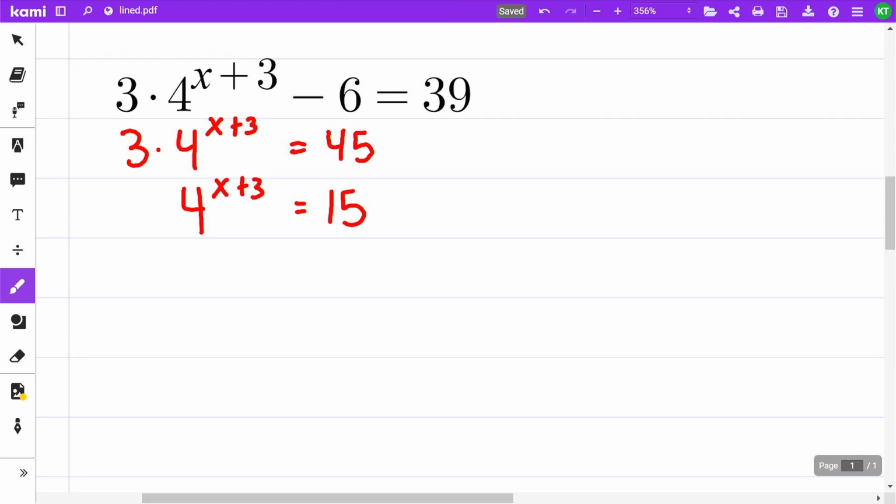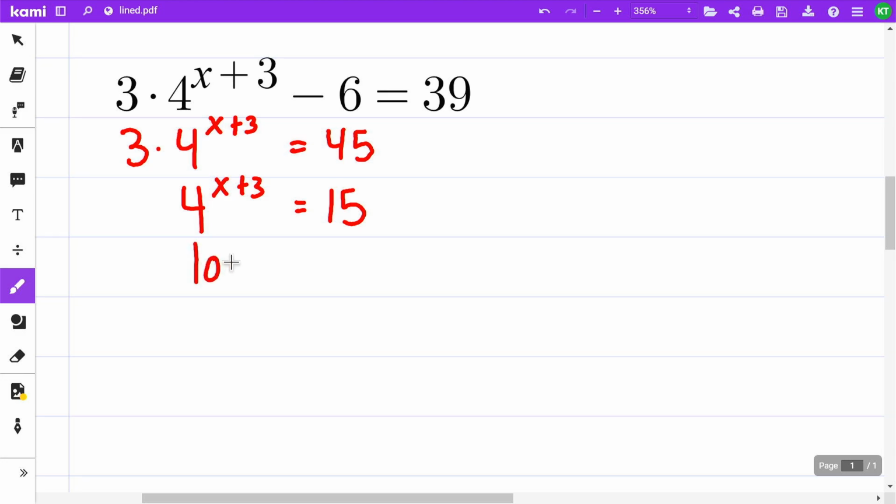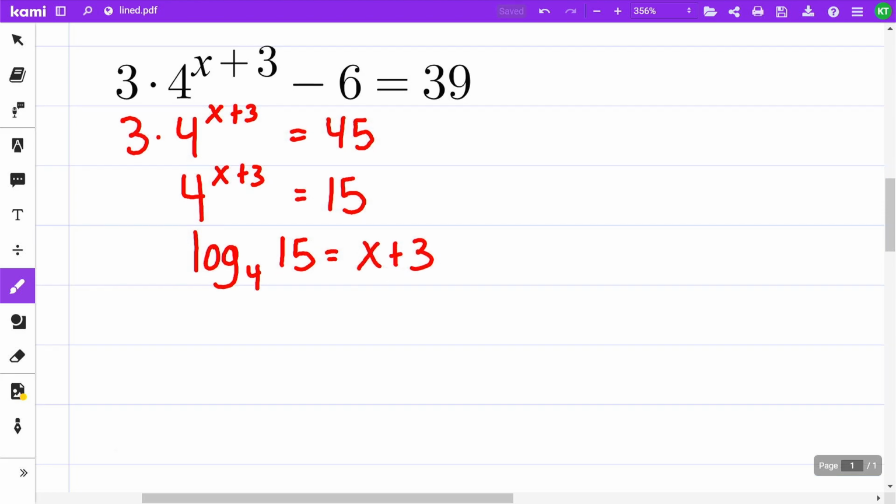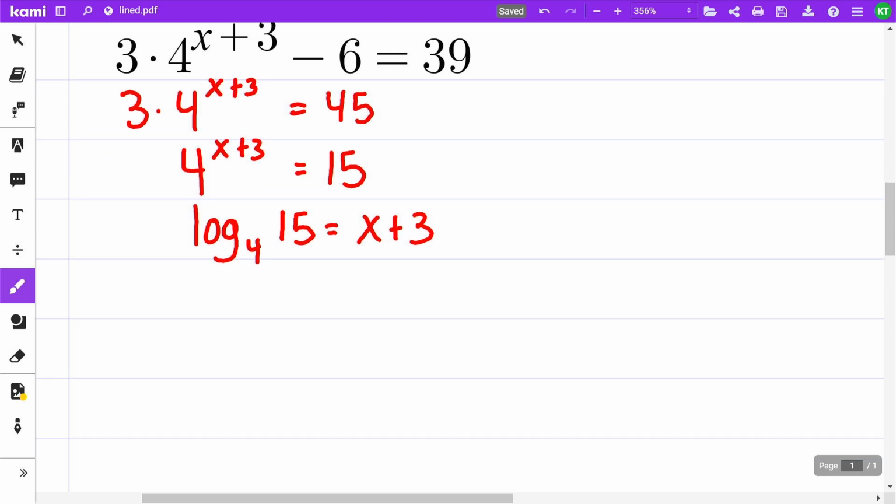And then even though I don't have an x by itself as my exponent, I still want to go ahead and convert this to a log. So converting this to a log, I would get log base 4 of 15 is equal to x plus 3. And then lastly, to get x by itself now, I'm going to have x is equal to log base 4 of 15 minus 3.